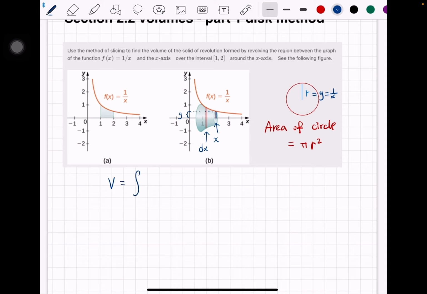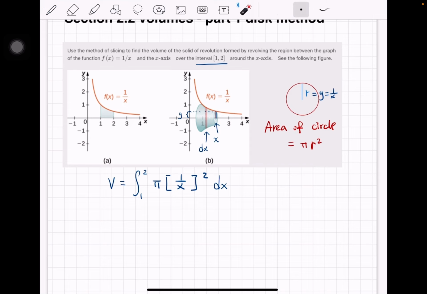So the volume, we're talking about the interval 1 to 2, so the integral from 1 to 2. One slice is going to be the area of a circle, which is pi r squared, where we already talked about the r being the y for this case, which is 1 over x. Even though one slice is really, really thin, we're still thinking about this as an object. So we're going to multiply by the thickness, which is the dx. So that is equal to pi r squared times dx.